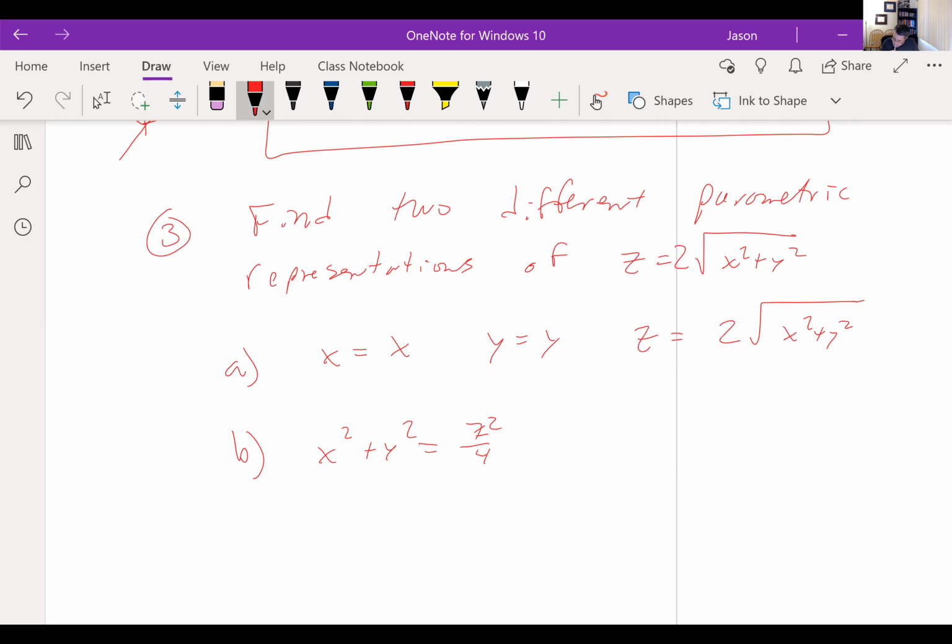Okay, what would be another parametric representation? Well, if I divide by 2 and then square this thing, we get x squared plus y squared is equal to z squared over 4. Right?